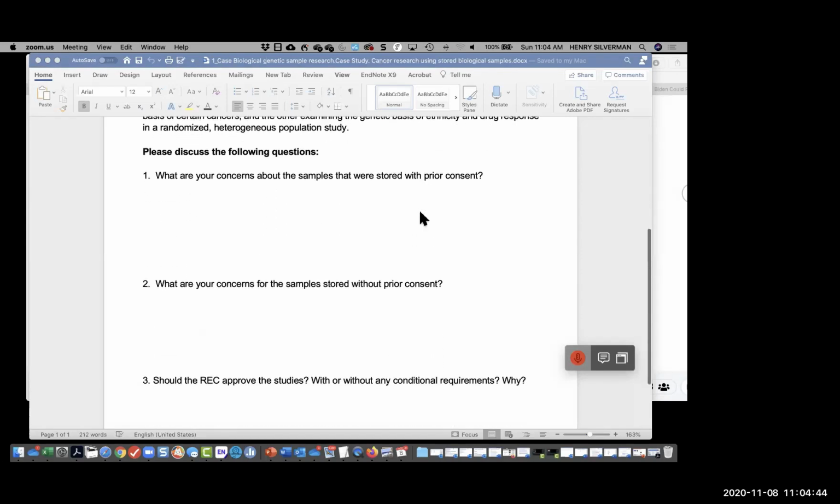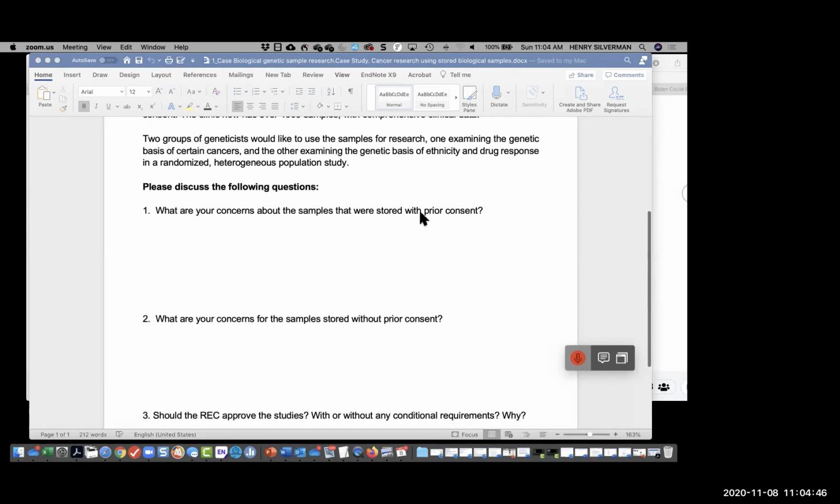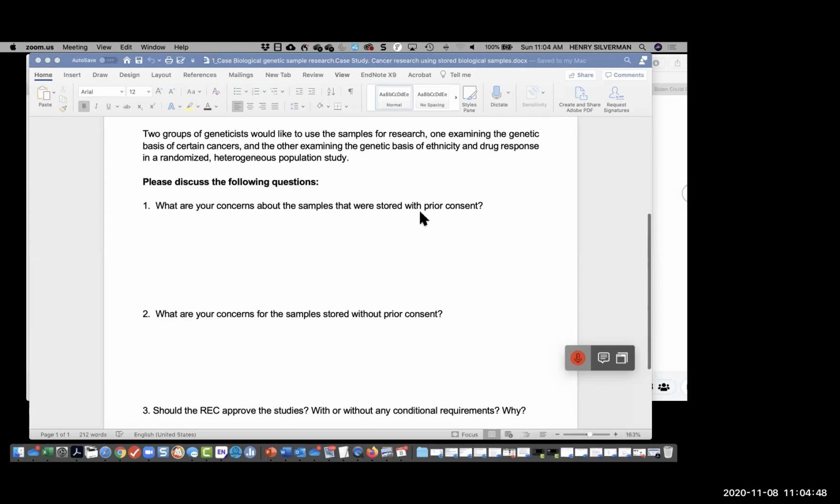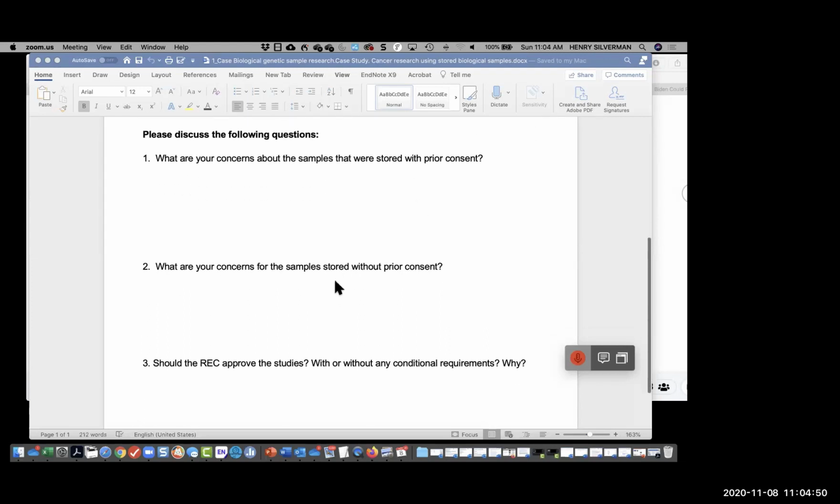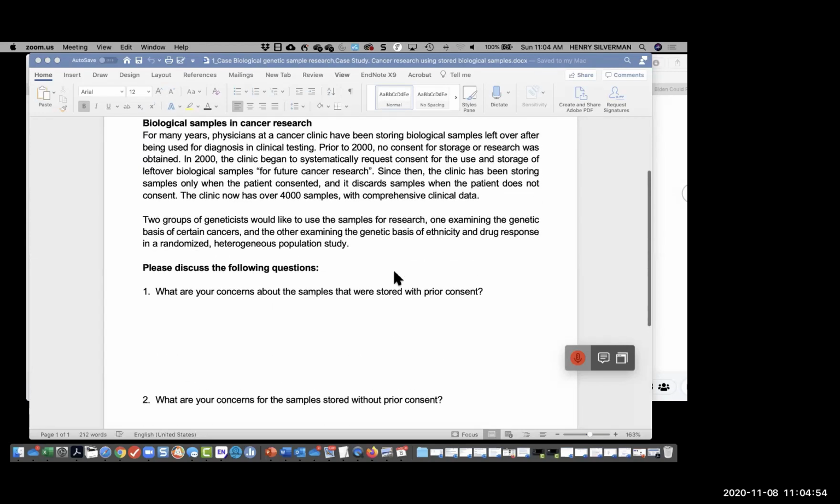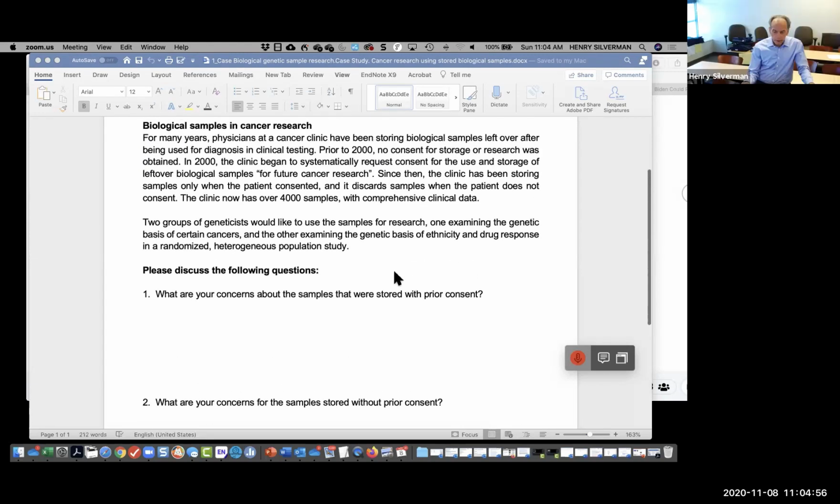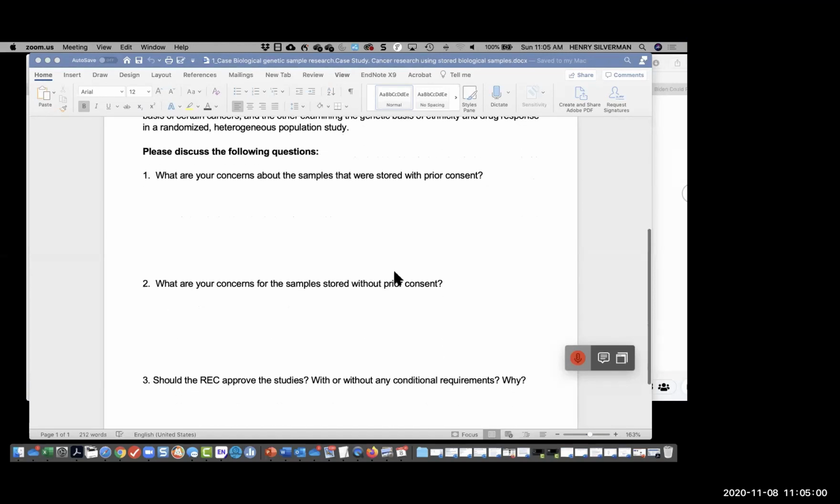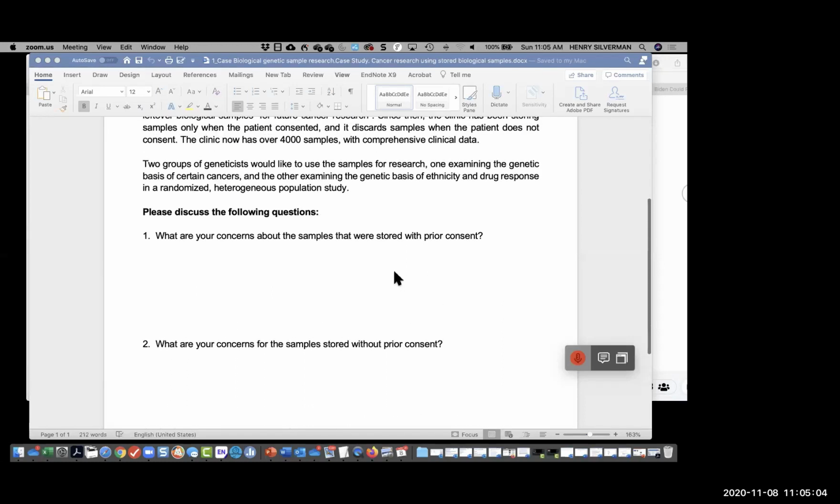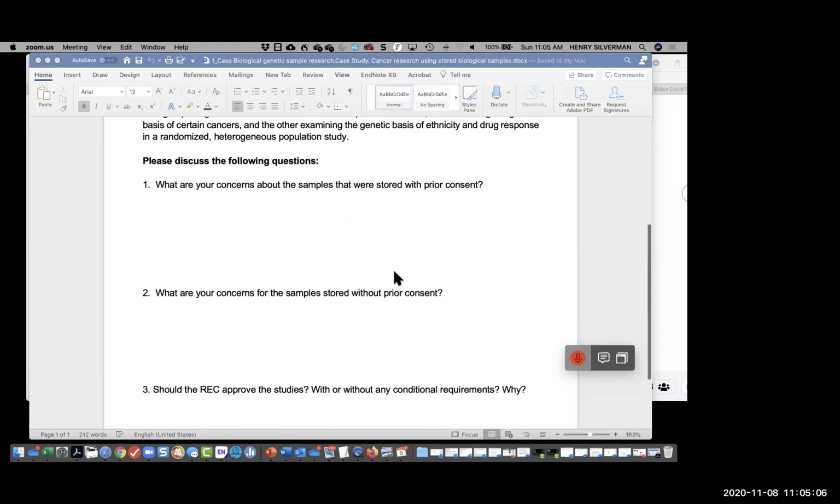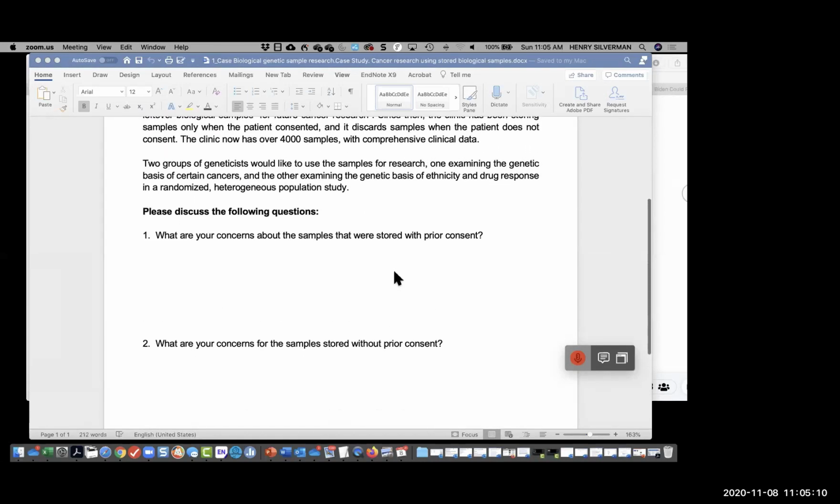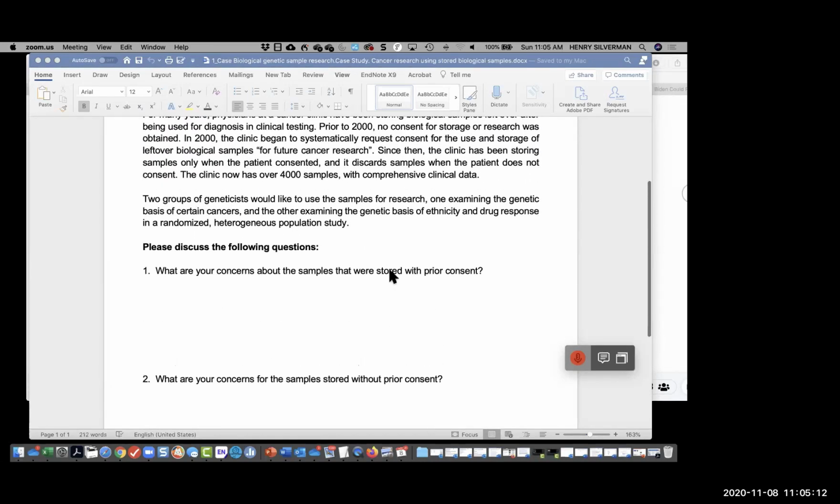Now we have almost the same concern for the second one, which is consenting the people without prior consent. The only difference between one and two is that in one, we might be able to get away with the cancer research, but I don't think we can get away at all with ethnicity and drug response.